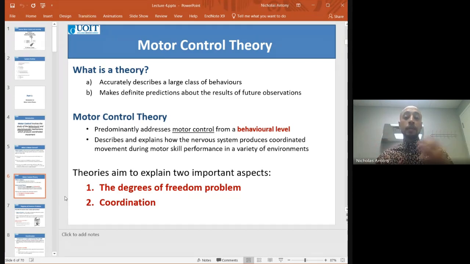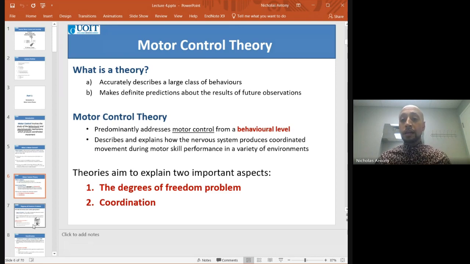observations. So if you take enough observations to describe the results that you're finding in all of your studies, and it is accurate, you're able to make predictions in other studies about what you're going to see in the results of that study, because you've developed this theory, in this case, of motor control.